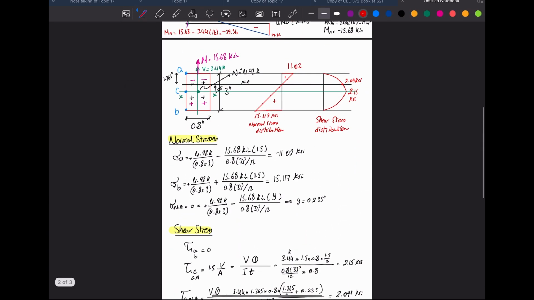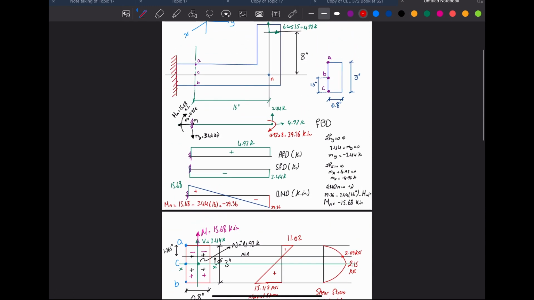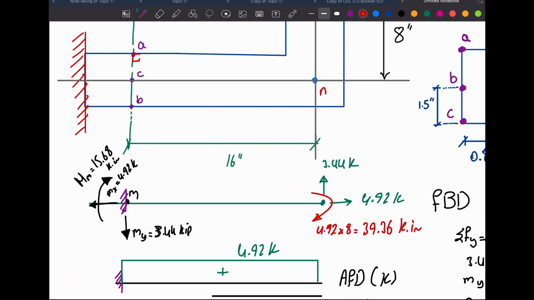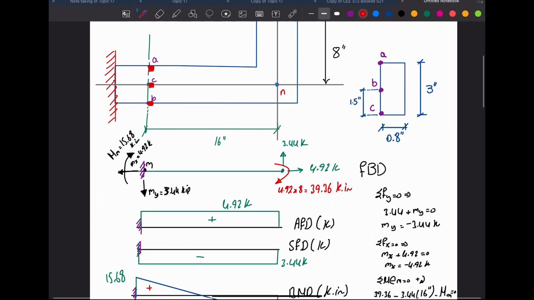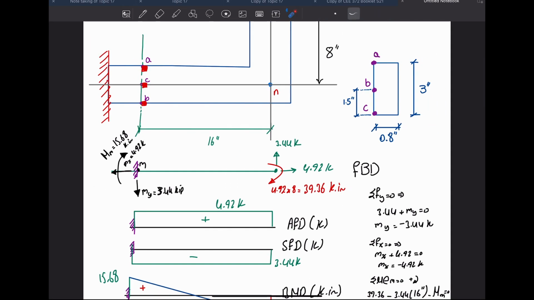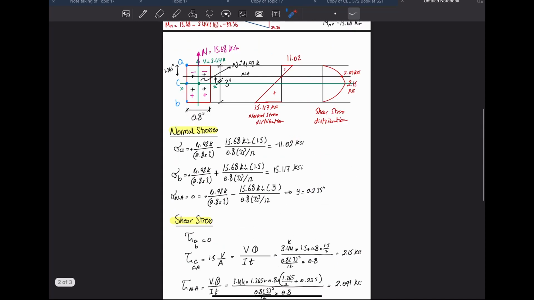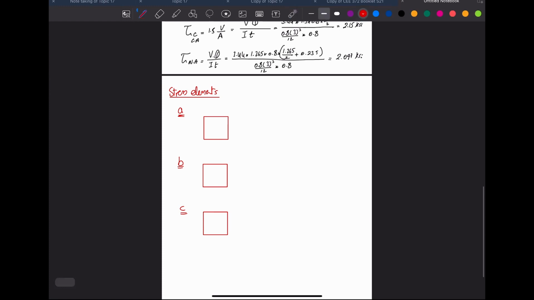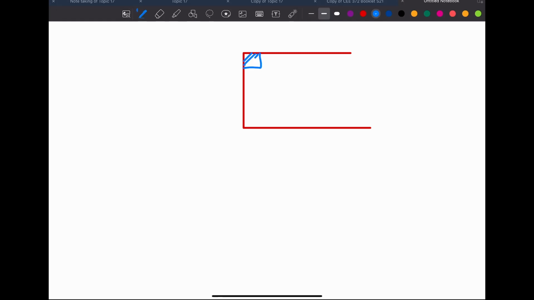At point A, which is here, and here is C and here is B, when we want to find the stress element at certain points, we cut at that point. What we are left with when we cut is, for example, this beam in 2D, and here is the stress element at A, here is at C, and here is at B.